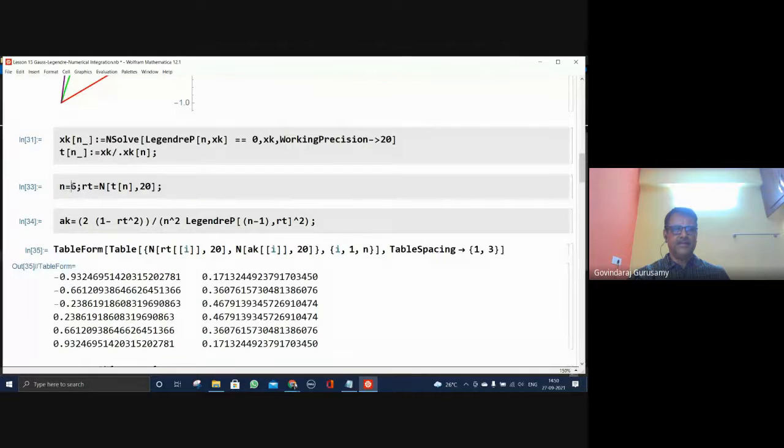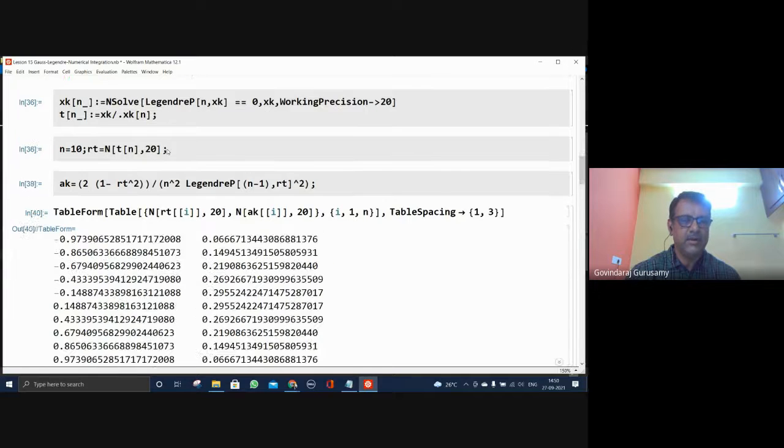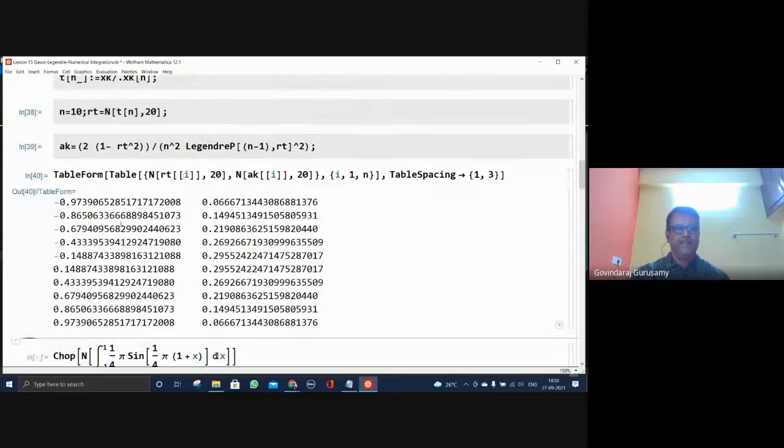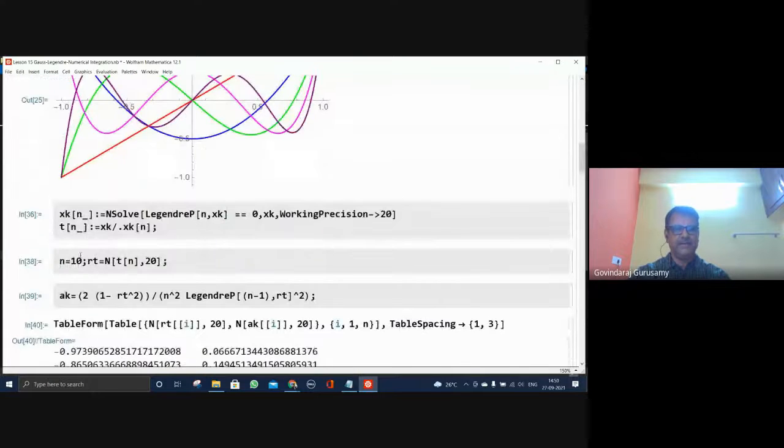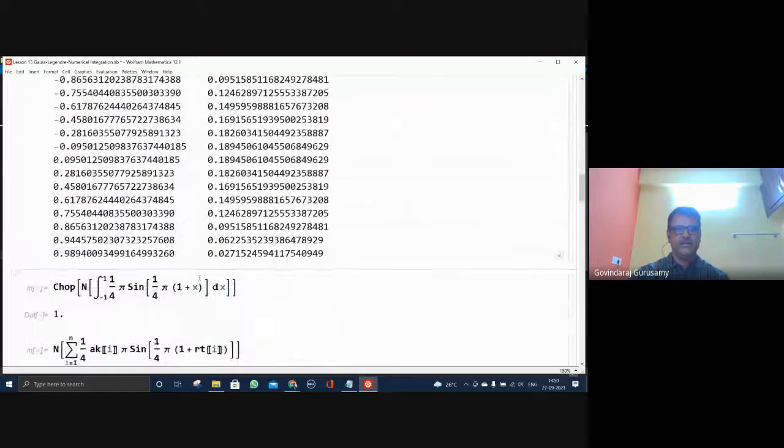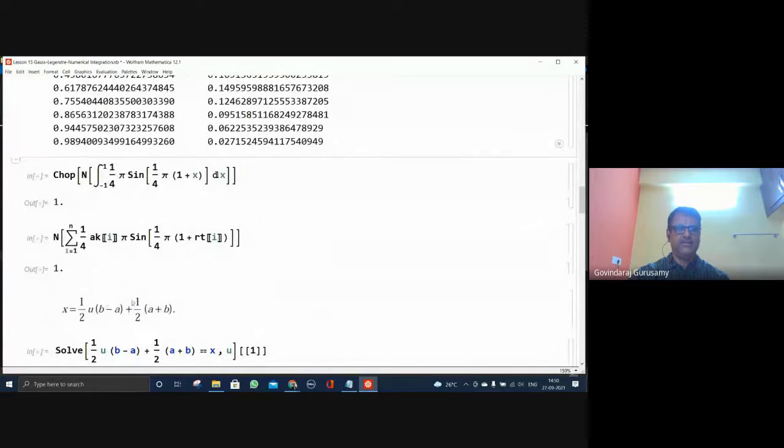Now I am going to take 10 of them. If you want to have the 10, just shift enter, shift enter, shift enter. The AK can also be found and tabulated. I have the 10th order polynomial, 10 roots and the corresponding AIs that have been found. Then that will go into the computation. Here we have taken 16. Let me take again. AK and 16 are available, and we are going to use this.